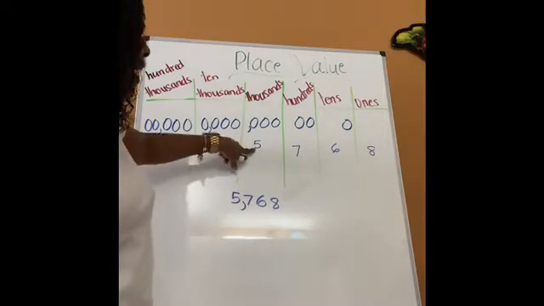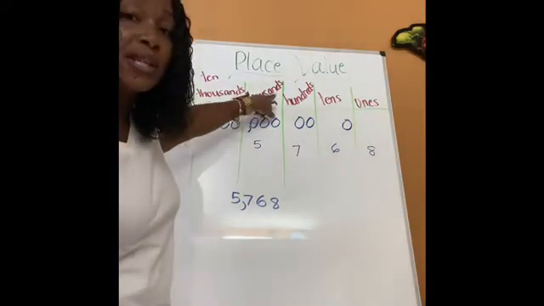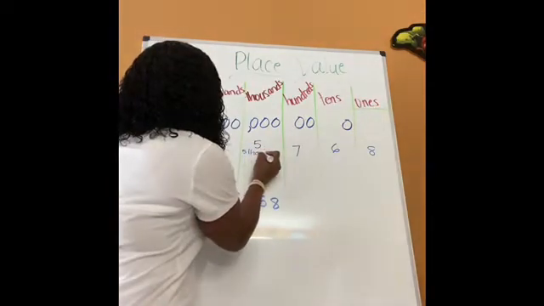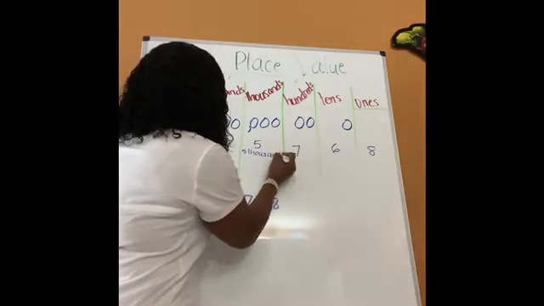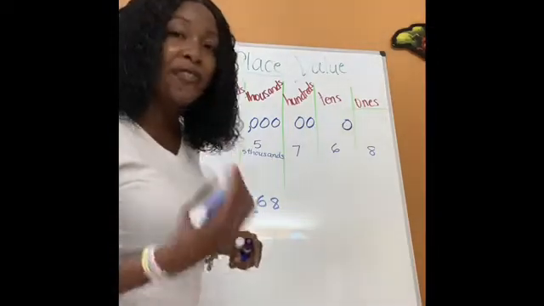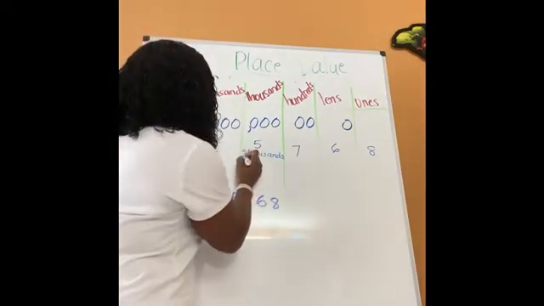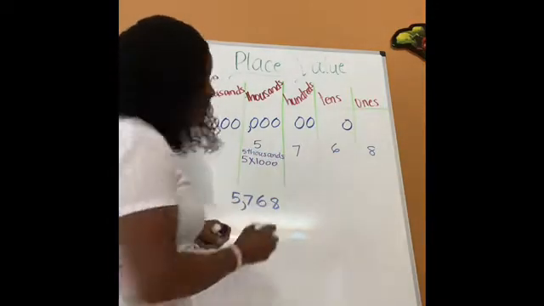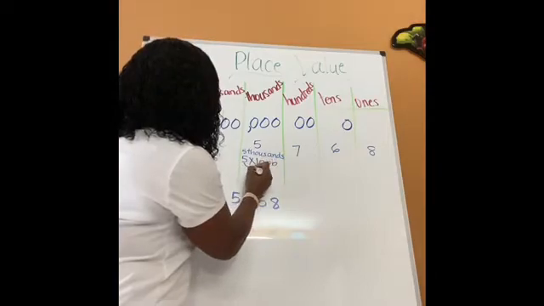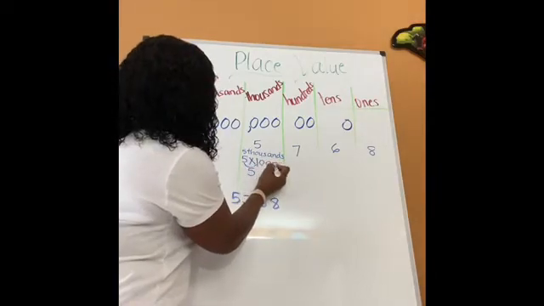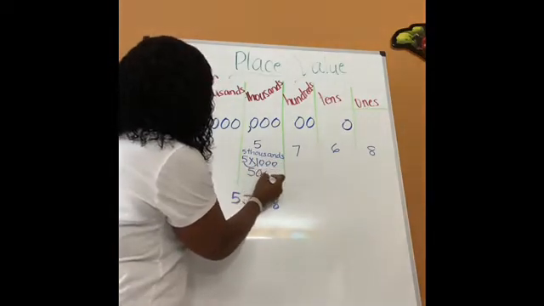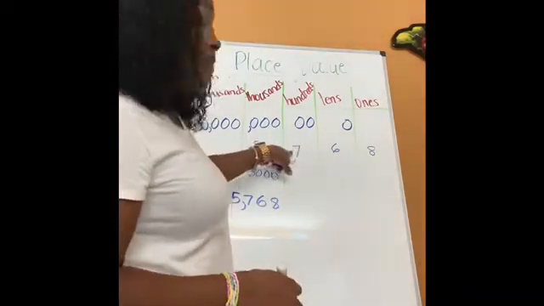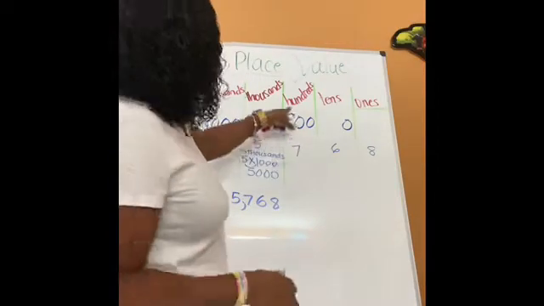Now this 5 falls under thousands. It means that it is read 5 thousands, or the value of the 5 is 5 thousands. And 5 thousands can be written as 5 times 1,000. Or we can say 5 times 1 is 5 and add your 3 zeros. 1, 2, 3. 5,000.